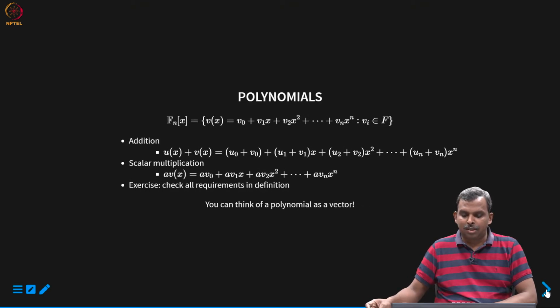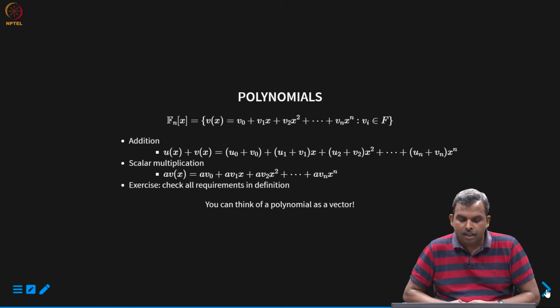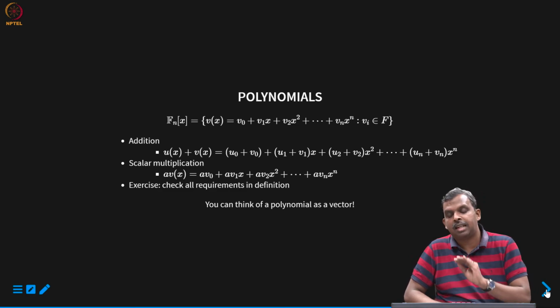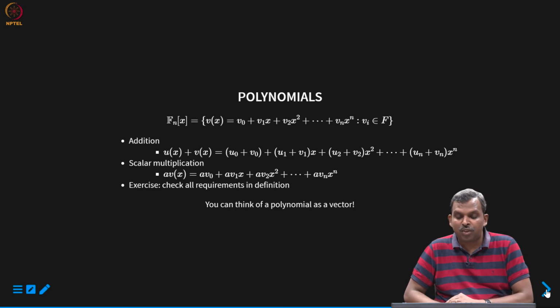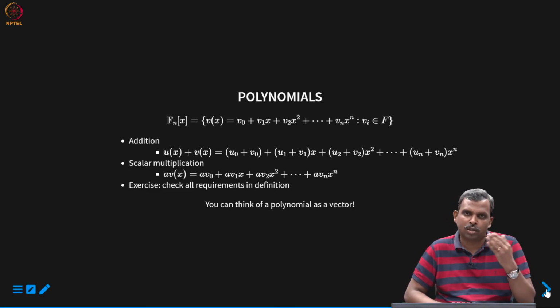The next example is polynomials. Let us say I look at the set of all polynomials of that form. What is the form? V0 plus V1 x plus V2 x squared plus so on till Vn x power n, and each of these Vi's are scalars coming from this field F, which could be R or C. Could be real numbers or complex numbers.